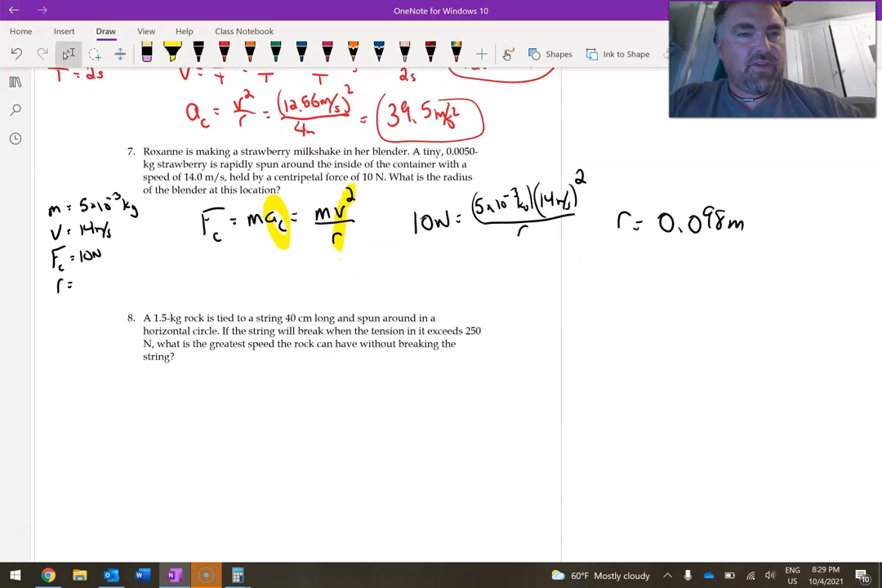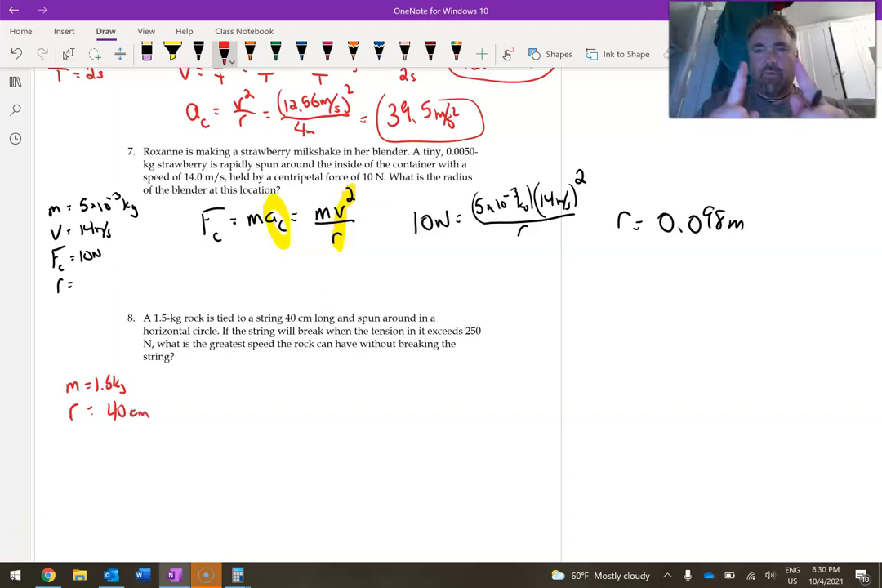And our last one, we've got a mass of 1.5 kilograms. A 1.5 kilogram rock is tied to a string that is 40 centimeters long. So my radius is 40 centimeters. The reason for that is that if you have a string and you start swinging it around, and I'll show you this with my keys when we get into class if you still have questions, those keys are on the length of a string and they're going to go around. That'll be the radius of that circular motion. But another thing bothers me here, it's in centimeters. I need to change that into meters. So I'm going to go 4 times 10 to the negative second meters.